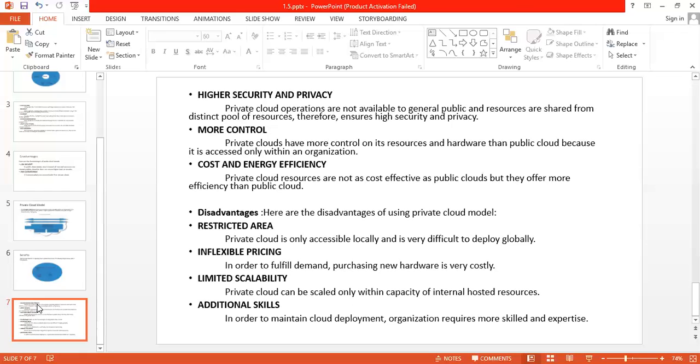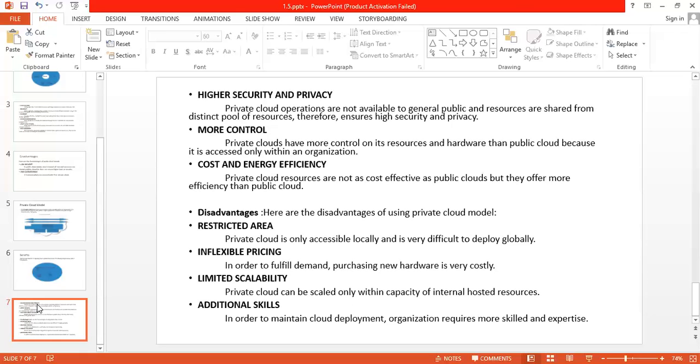Next is inflexible pricing. So in order to fulfill demand, purchasing new hardware is very costly. Next is limited scalability. Unlike a public cloud, we cannot scale up and scale down the resources needed for that application, as we are using it within an organization, and it is not possible all the time to purchase all the hardware required for that particular application.